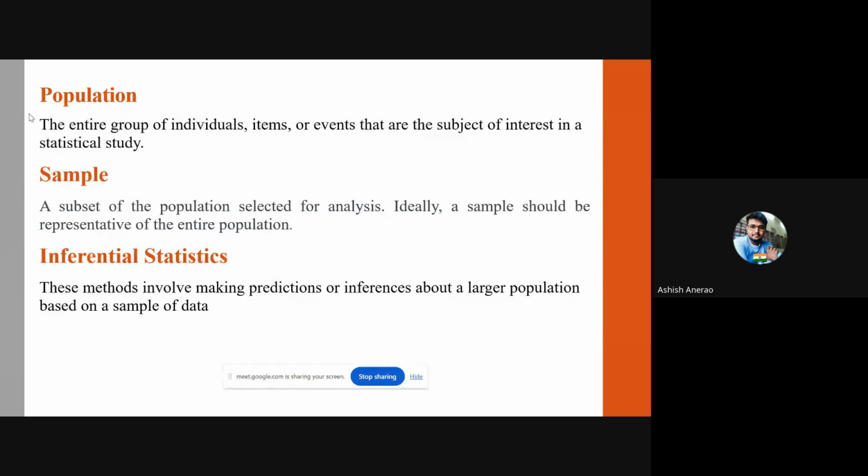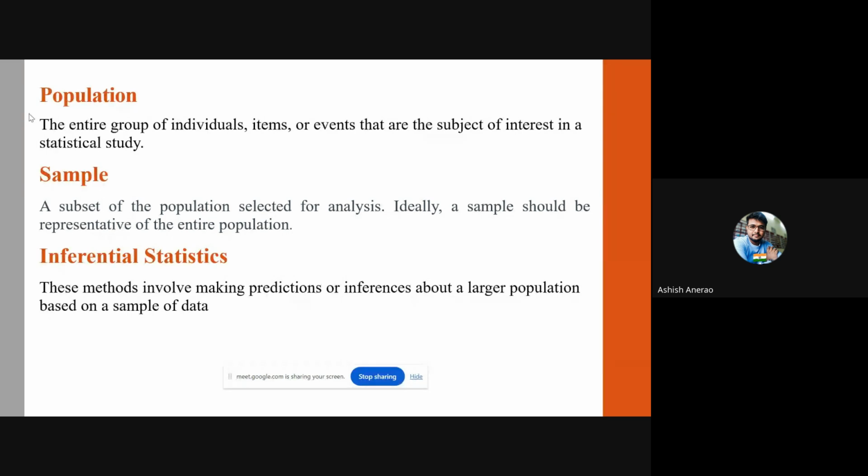Sample is again a fraction part. If the population is large, meaning 1 lakh, 2 lakh, or more than that, it's not possible to cover the whole population. Why? Because we require manpower, time, and efforts. It's possible, but it requires some extra efforts. So we do not study the population, we study the sample.